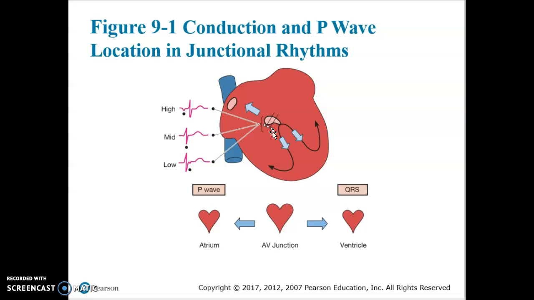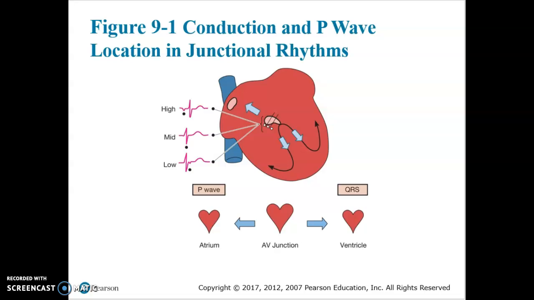Junctional rhythms are seen less often than sinus and atrial rhythms. With an AV junctional rhythm, we can have a rate of 40 to 60. A rate much faster or slower can result in symptoms, which we will talk about.